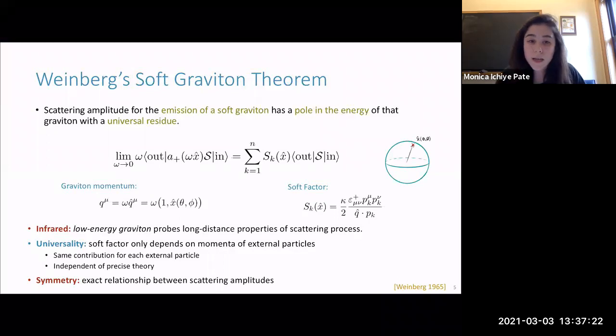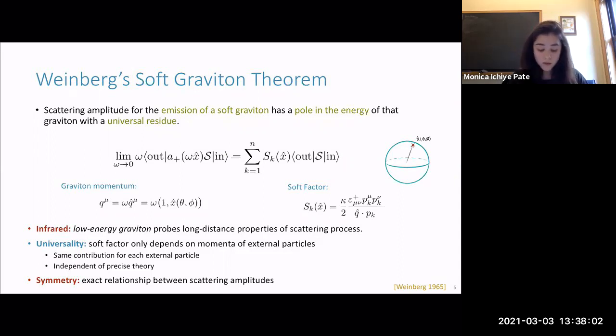Okay, so now we'd like to understand how Weinberg's soft graviton theorem can be interpreted as a statement of symmetry of the scattering problem. And so the first thing is just to review what Weinberg's soft graviton theorem is. It's a statement about scattering amplitudes that involve the emission of a soft graviton. And what the theorem says is that in the limit as the energy of that graviton is taken to zero, the scattering amplitude develops a pole in that energy with a universal residue.